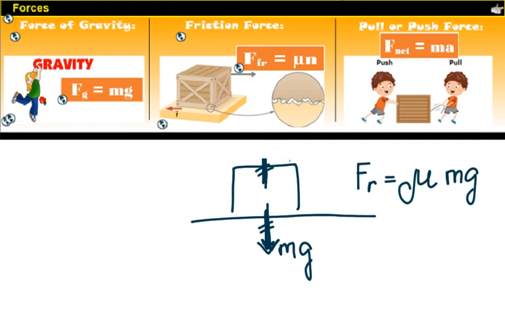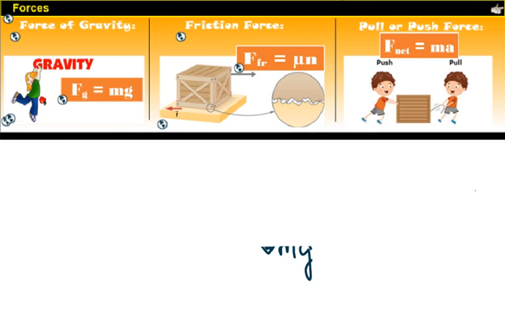And the last one I want to mention, which doesn't have a specific formula, is a pull or push. You can pull something, you can push something, there can be tension forces. These forces do not have a specific formula, you just have to derive depending on the circumstances. So for these forces, we're just going to use F net is equal to ma, and then solve for whatever they ask in the question.